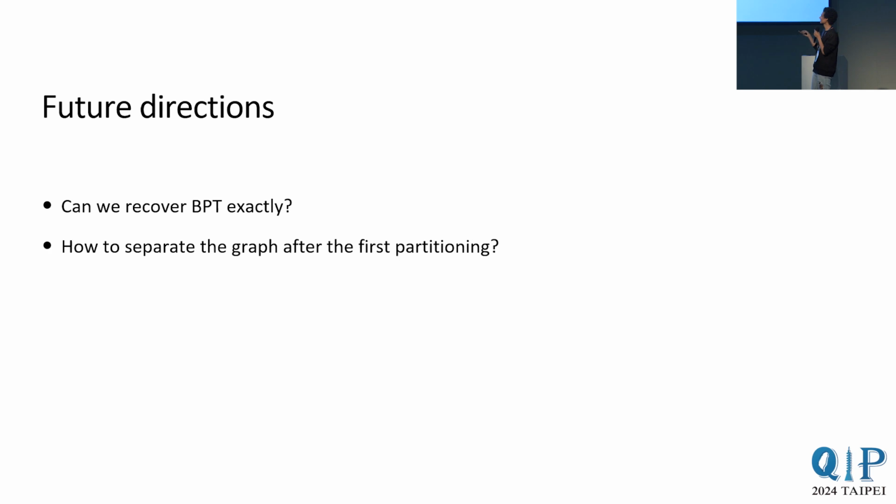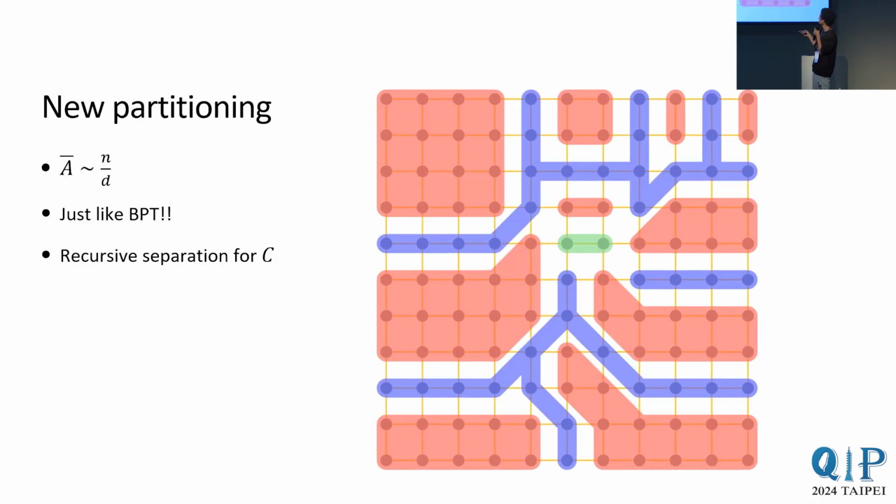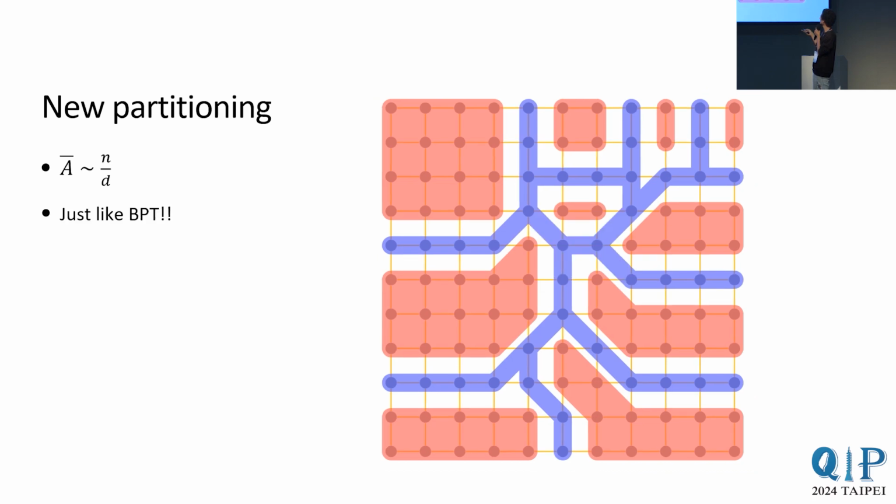Some future directions, if you want to think about it, are whether this connectivity metric can actually recover BPT in any way, and how to separate the graph after the first partitioning, because as I've mentioned, it seems like at this step we're doing something pretty optimal, and the step that seems to be not optimal is how to divide the blue subgraph.